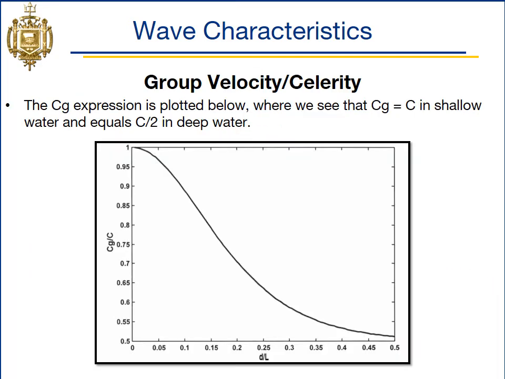This is a visual plot of the group velocity as a function of celerity. So again, you can see in deep water, out here at the right hand side of the curve, d over L greater than 1/2 characterizes deep water, and you can see that the CG over C ratio is 1/2. Whereas at the other end of the curve, the left end, is where we have shallow water, and there CG over C is 1. And in between, in the intermediate zone, it's something between 1/2 and 1.